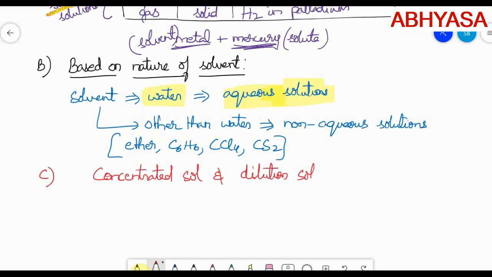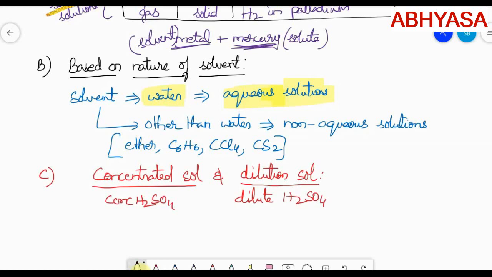You might have heard this word, like concentrated sulfuric acid or dilute sulfuric acid, isn't it? So what is a concentrated solution? In a concentrated solution, the quantity of solute is relatively present in larger amount. Whenever the solute is present relatively in larger amount, we call that a concentrated solution. And whenever the solute is present in relatively lesser amount, we call it a dilute solution.